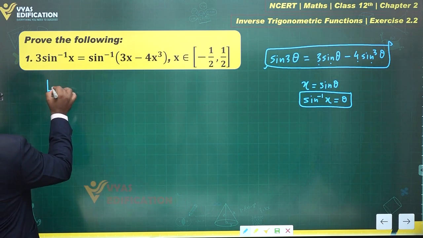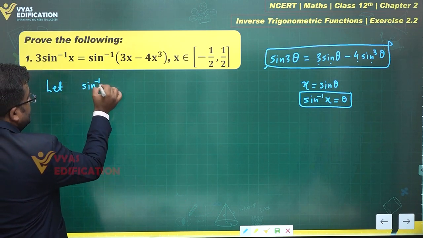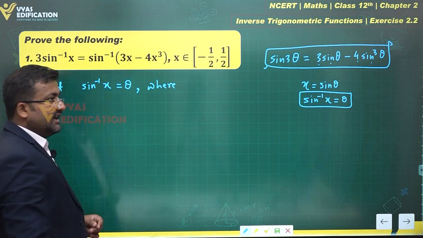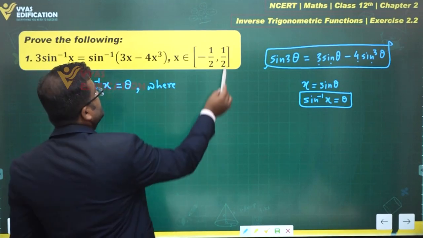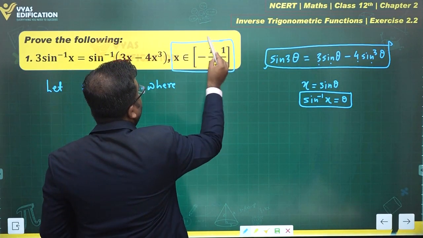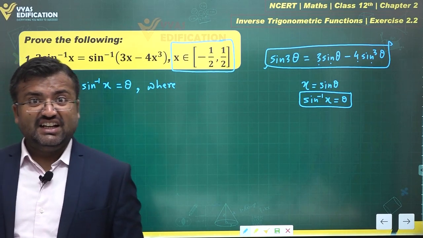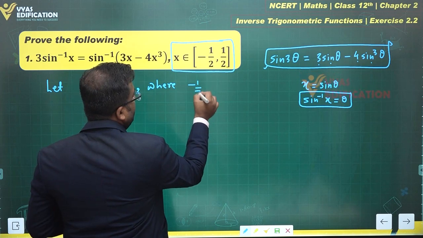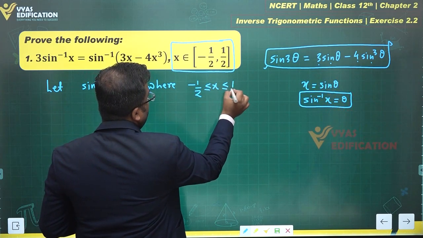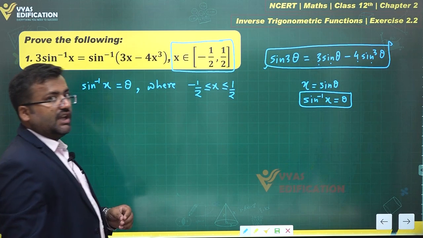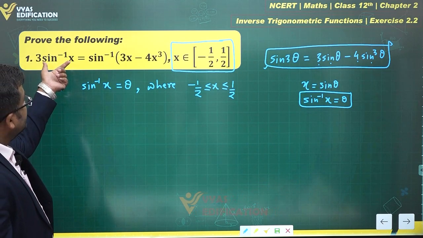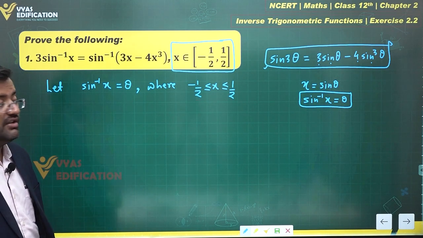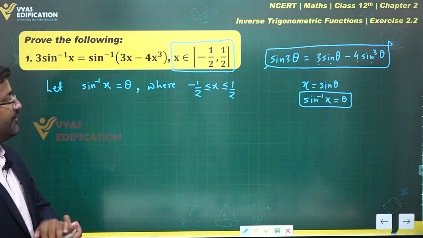So the first thing that I do is let sine inverse x equal theta, where one important thing is already known. This is the interval in which x lies. Let's write that interval as well, where minus 1 by 2 is less than or equal to x is less than or equal to 1 by 2. This is given to me. I am substituting this sine inverse x as theta, where x is already given, lying in the interval minus 1 by 2 to 1 by 2.